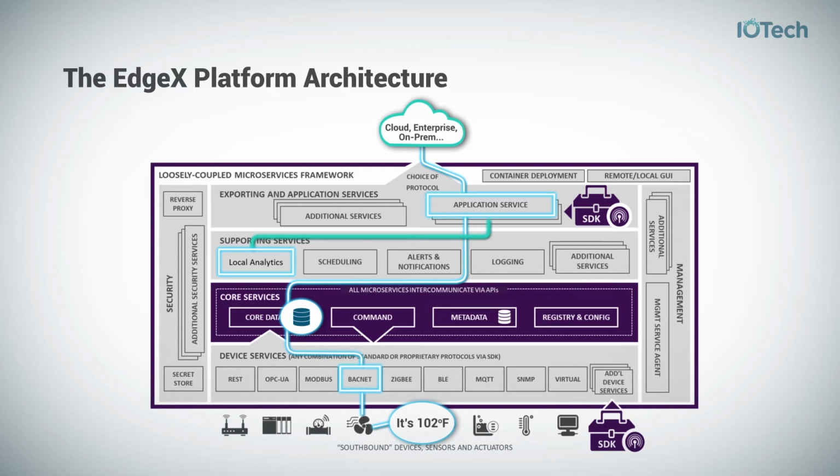If the rules engine or other local analytics capability determines actuation is required, it calls on the core command service to issue a command to the south, to the device. Device services again facilitate the actuation request on the part of the command services, translating the command request to the protocol of choice for the sensor or device.